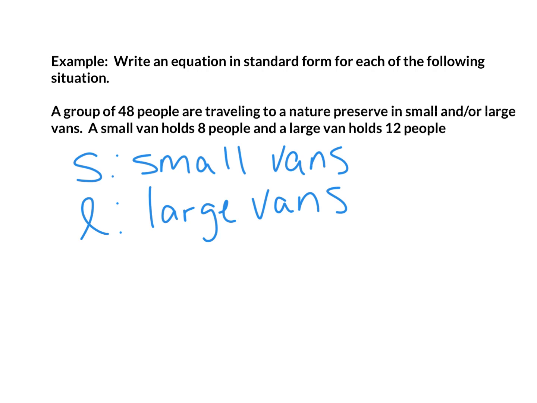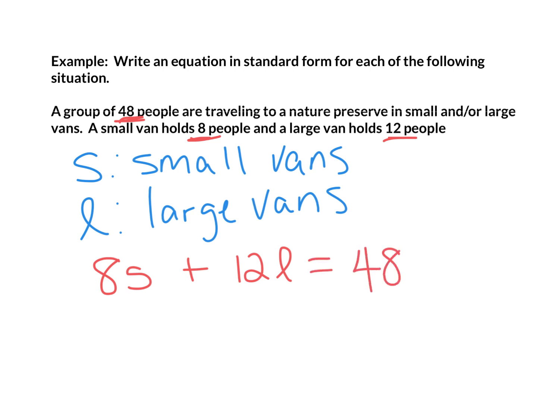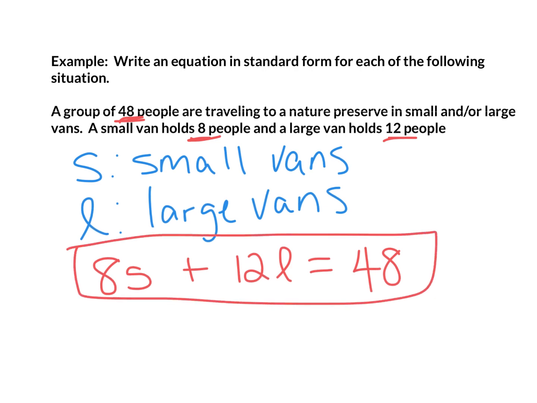Looking through the context of the problem, I see 48 people. That would be my total, leaving the other 2 numbers as my rates, the 8 people per small van and the 12 people in the large vans. So now that I know my rates and my variables and my total, I'm going to write my equation. My first rate is 8 times my first unknown S for small vans, plus my second rate 12 times my second unknown L large vans equals my total of 48. And that would give me my equation for this particular situation.